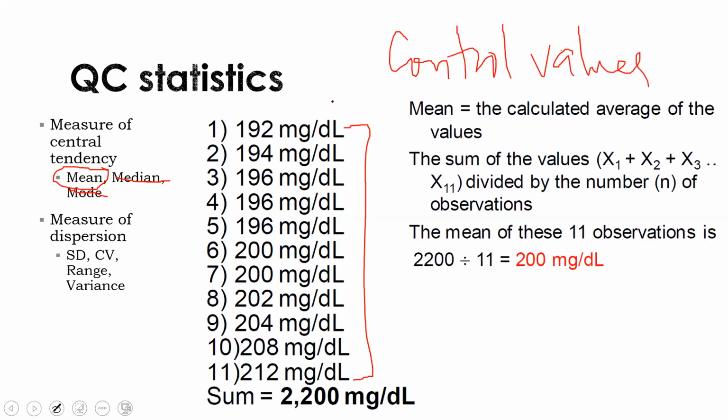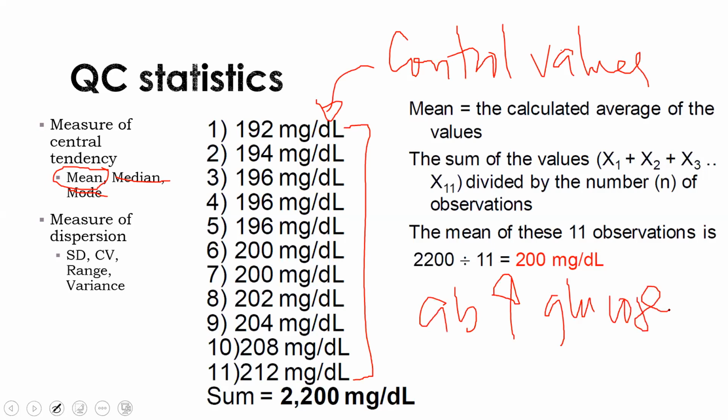So, these are your control values. Sabihin natin this is abnormal high glucose values. Pagpalagay natin na abnormal glucose control siya. Ito yung mga values after 11 days of running your QC. Ito yung nakuha natin. So, alam naman natin kung paano i-measure yung mean.